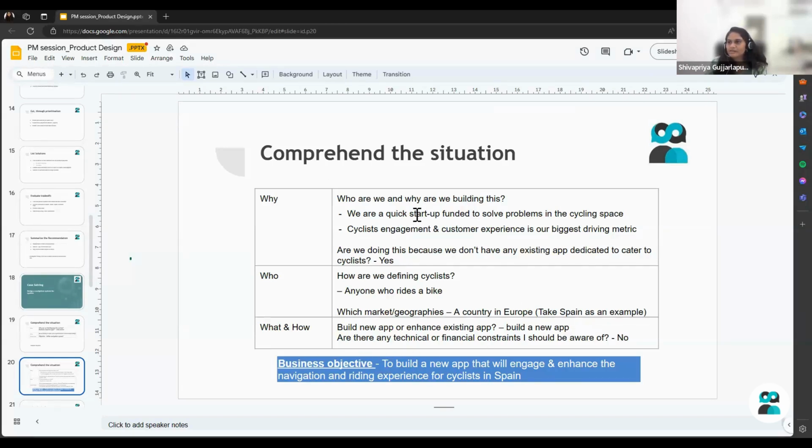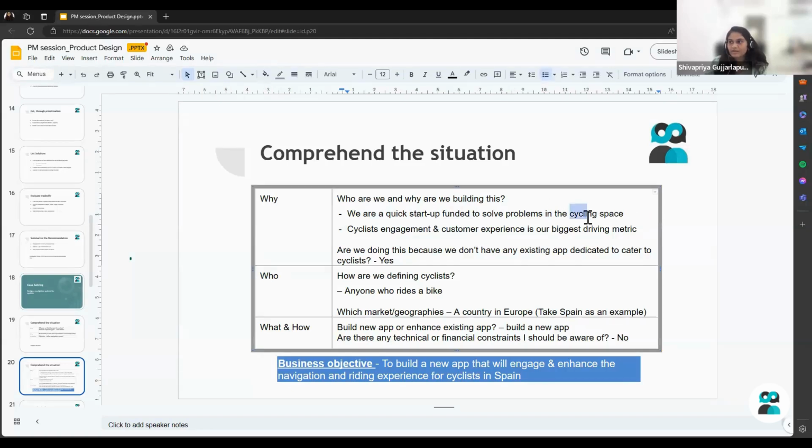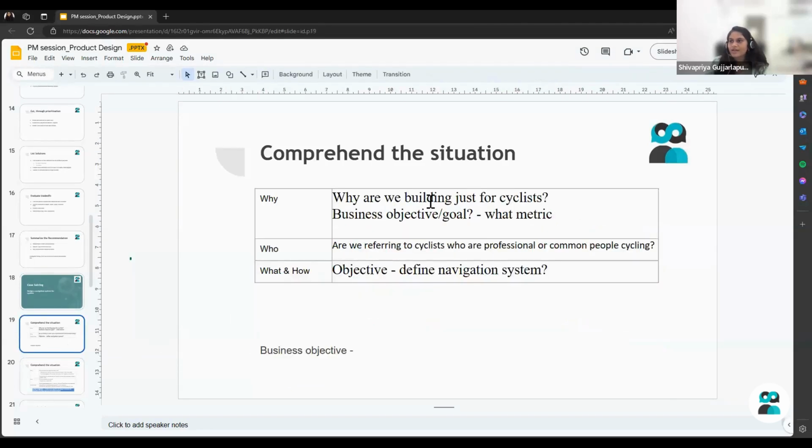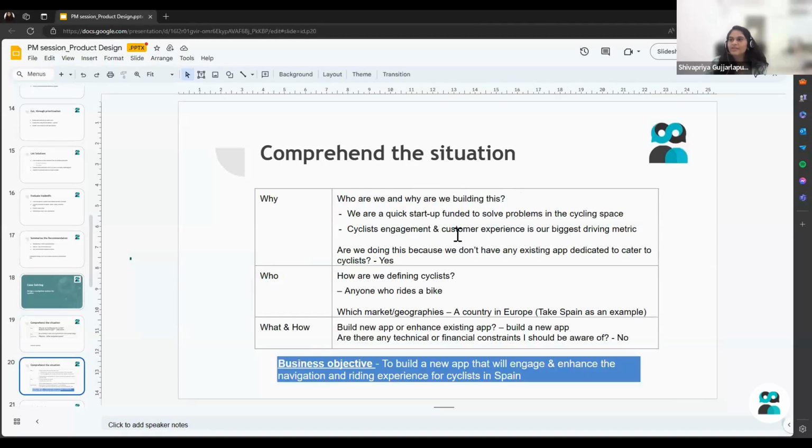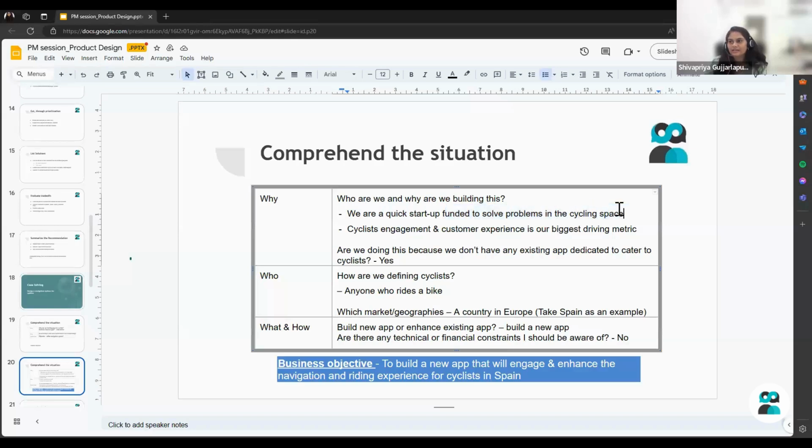I'll ask, who are we? And I figured that we are a quick startup funded to solve problems in the cyclist space. So that kind of answers the question on why are we building just for cyclists. We are funded to solve only cyclist problems, and that's the reason we are going after the segment in this case. What are we trying to solve?